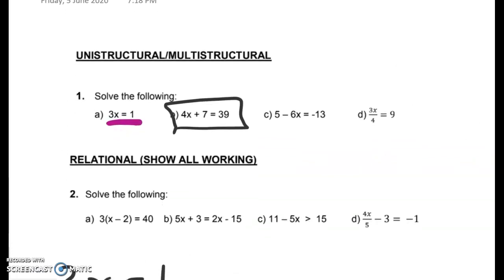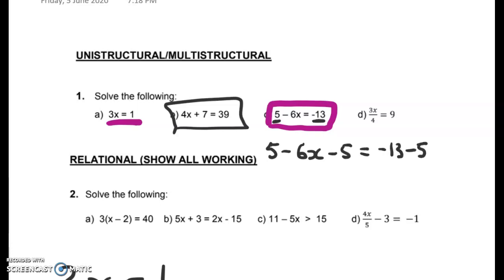Okay, the next one. So this is a 2-step equation, but it looks a bit more intimidating because it's in a different order. So we can work with it just as it is here, or we can reorder it. First I'm going to do it just as it is here. So we've got 5 here and we've got negative 13 here. We want to collect up those constants. So I'm going to subtract 5 from both sides. So we have 5 minus 6x minus 5 is equal to negative 13 minus 5. That leaves me with negative 6x is equal to negative 18, because 5 take away 5 is 0.